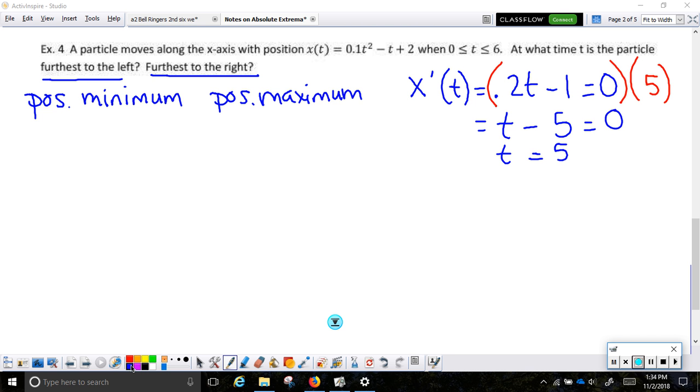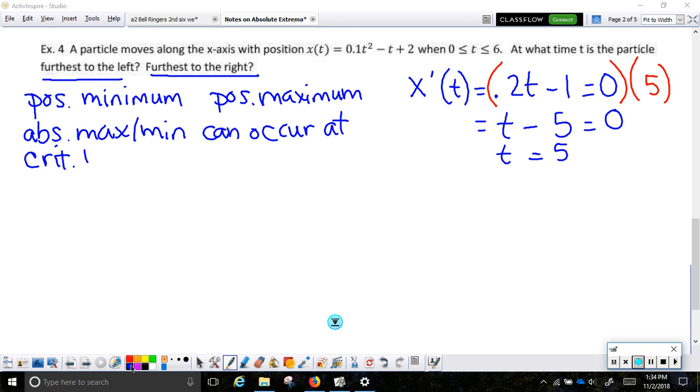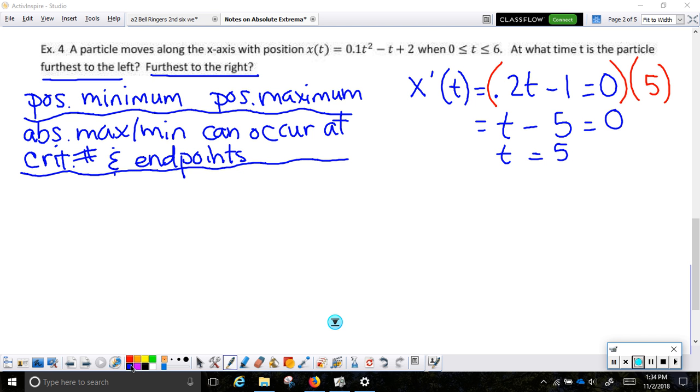So now that we have our critical number, where does an absolute max or min occur? Y'all know this. An absolute max or min can occur at critical numbers and endpoints. Get that down on your paper, please. Every problem that you do on this homework assignment, please justify by saying an absolute max or min can occur at critical numbers or endpoints. We just want to commit that to memory and get that habit ingrained.